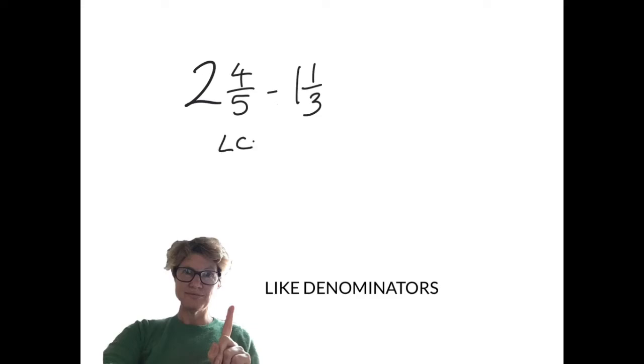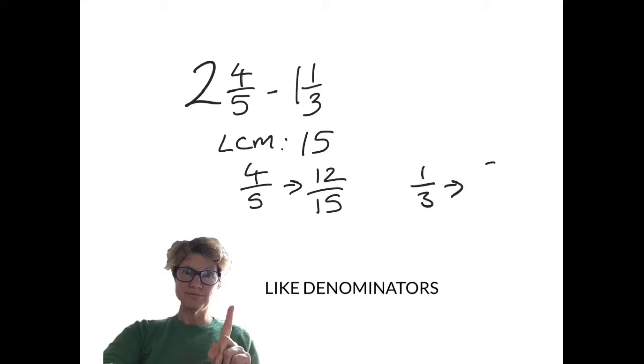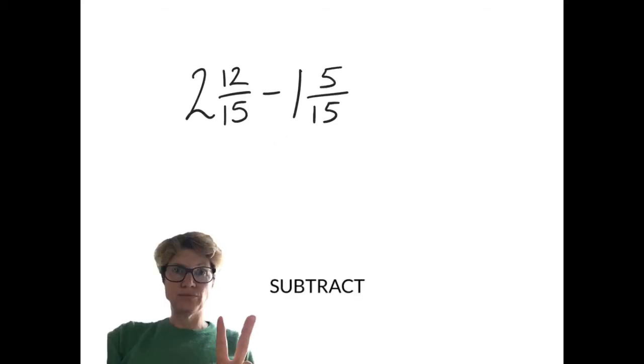The lowest common multiple for 5 and 3 is 15. So 4/5 is going to become 12/15, and 1/3 is going to become 5/15. So we rewrite our subtraction with our like denominators. 2 and 12/15 subtract 1 and 5/15, and step 2, we subtract. So 2 take away 1 is 1, 12/15 take away 5/15 is 7/15.